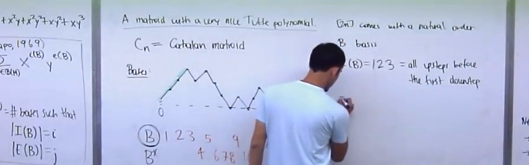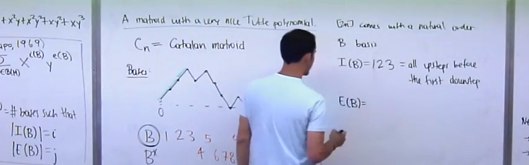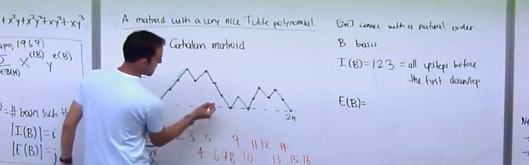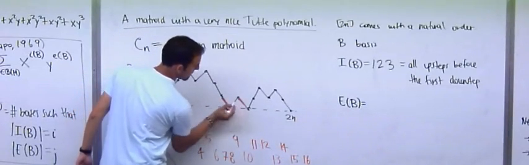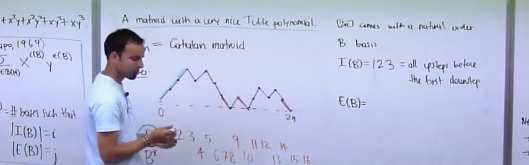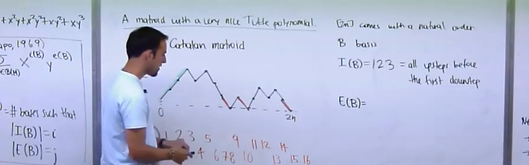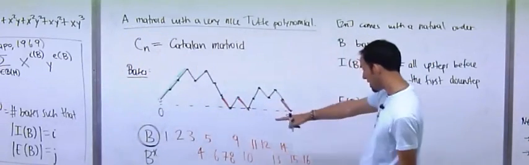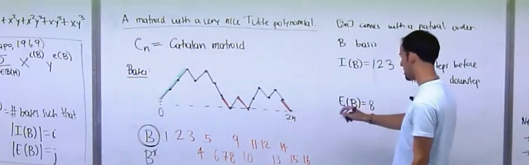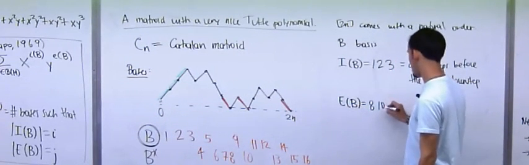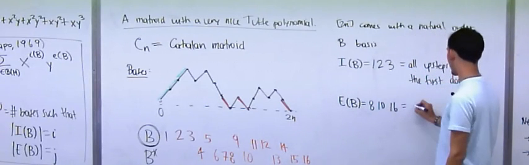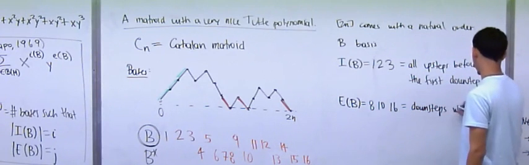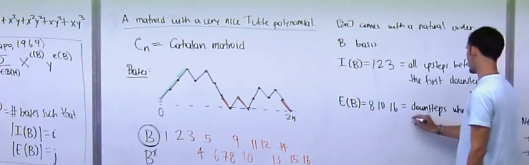What's the next thing that you show? What are the externally active elements? Well, it turns out that they're just this one, and this one, and this one. They turn out to be exactly the points where you bounce on the x-axis. So in this case, they are 8, 10, and 16. And in general, they are the down steps where you bounce on the x-axis.